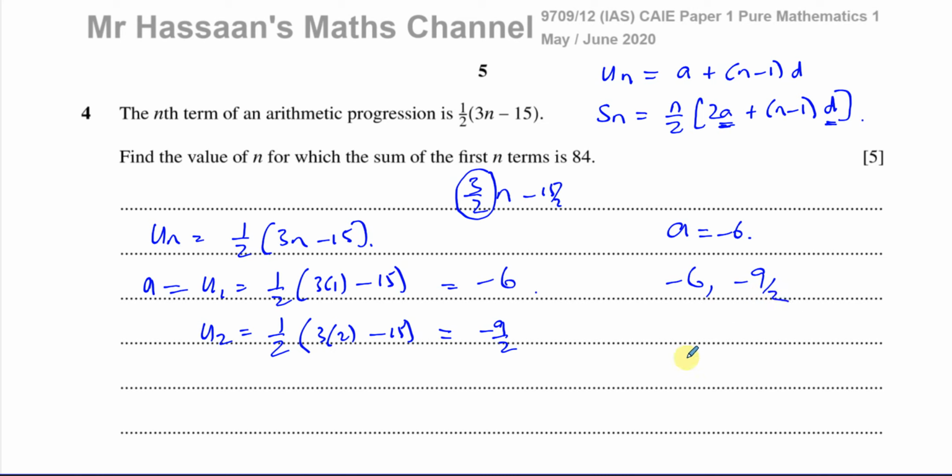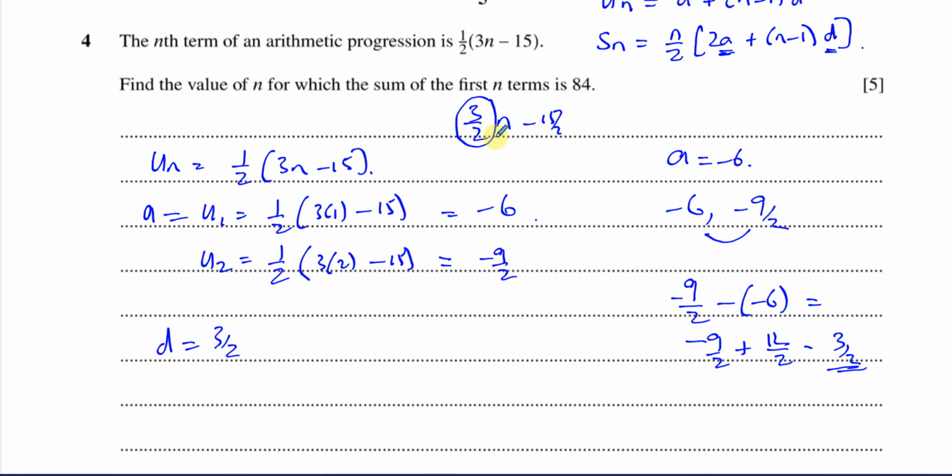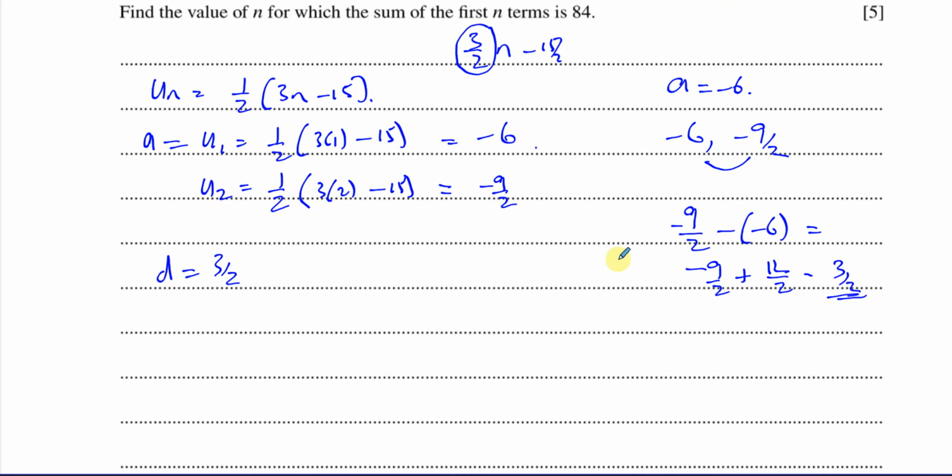So what is the common difference? It's what you get when you subtract these. When you do minus 9 over 2 minus negative 6, that's going to be minus 9 over 2 plus 12 over 2, which is going to be 3 over 2. So as we mentioned, the common difference is 3 over 2, which you could have worked out by just looking at the coefficient of the n, because that's the number you have to add each time to get to the next term when you have the nth term. So you could have just written that down from this if you wanted to.